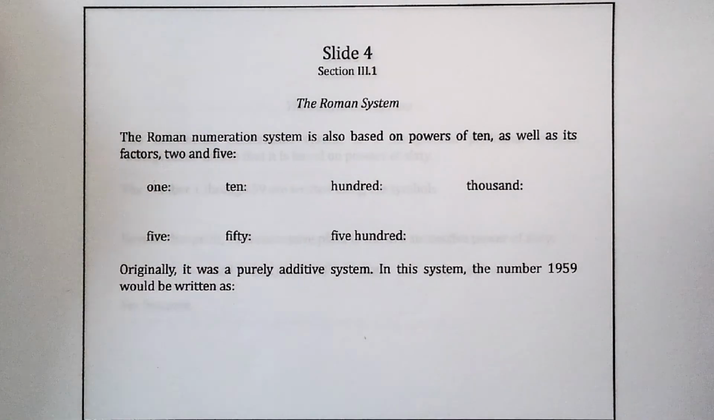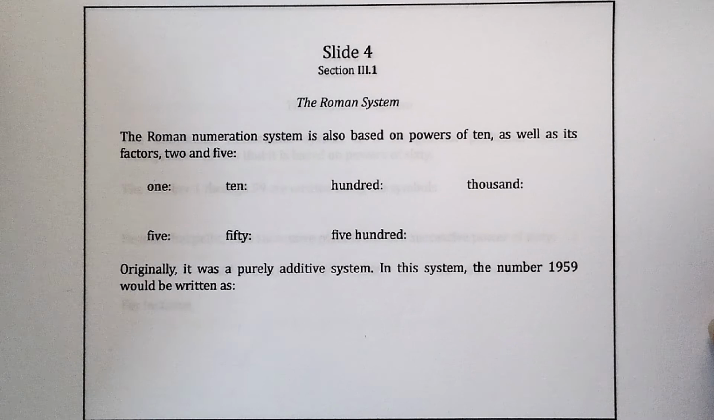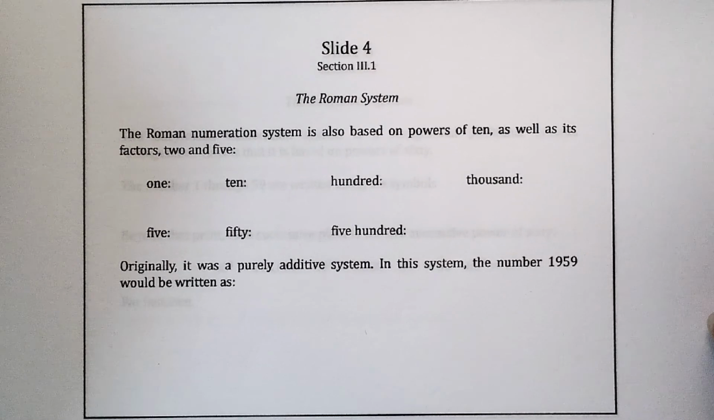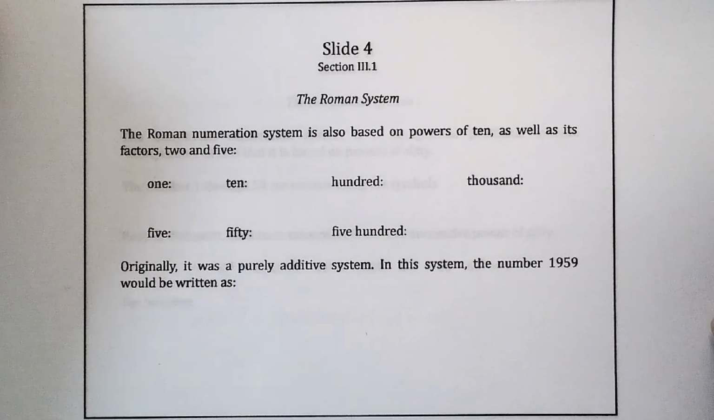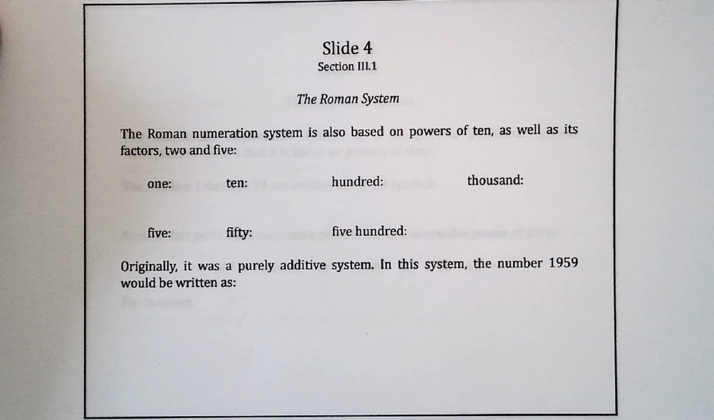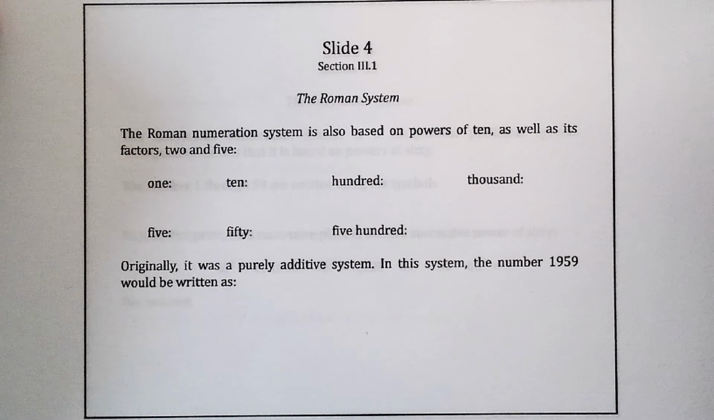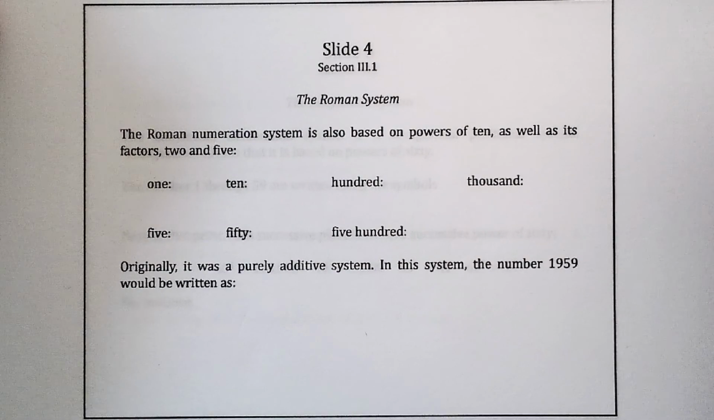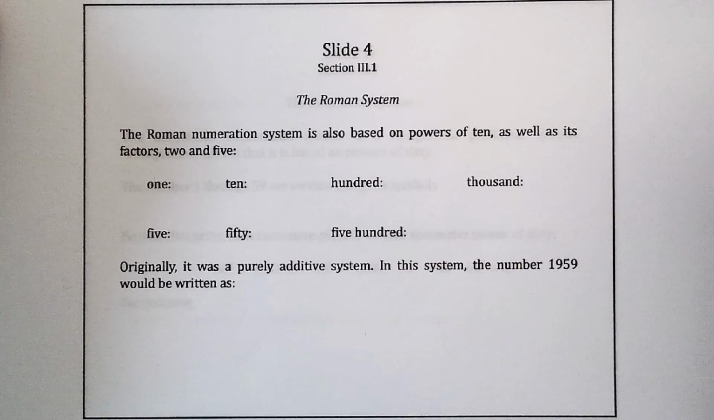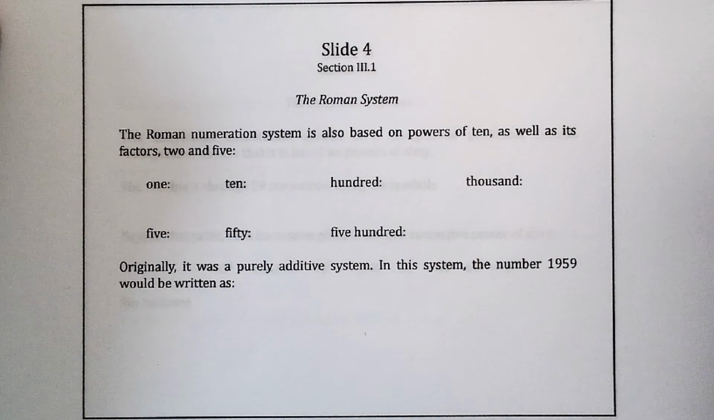This is the second mini lecture for section 3.1 of the textbook. So the next numeration system that we're going to discuss is the Roman system, as you might know them as Roman numerals. This is one of the numeration systems that are still taught in school because Roman numerals are used all over the place. The Roman numeration system is also based on powers of 10. It's also based on the factors of 10, which are 2 and 5.